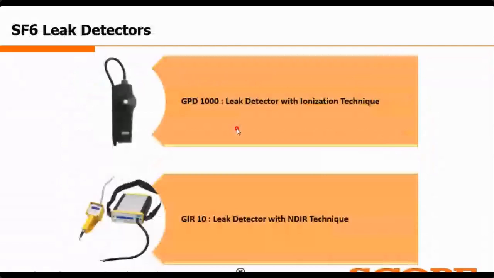Now, if we come to the products directly, I already told you we have two types of SF6 leak detectors. One is the high voltage ionization technique, the model is GPT1000, and based on the IAT technique also we are pinpointing the leak, that is the GIAT10, that is the NDIR technique.